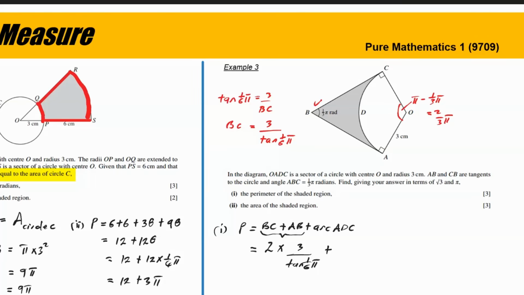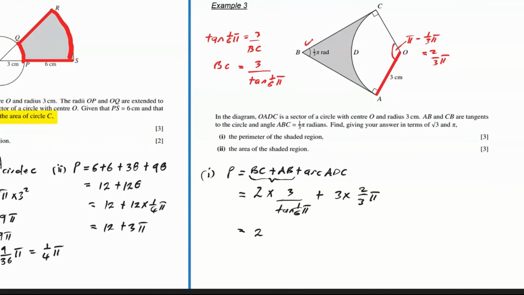All right, so to get the arc ADC, we just say r theta. The radius we're working with in this particular case is the radius OA or OC. So we'll just say here it's the radius 3 times the angle 2/3 pi. So this is going to be 2 times 3 over tan of a sixth pi, which is 1 over root 3. So this should just give us 3 root 3, and that's plus, here they cancel, so we have 2 pi. So we essentially have 6 root 3 plus 2 pi for the answer.